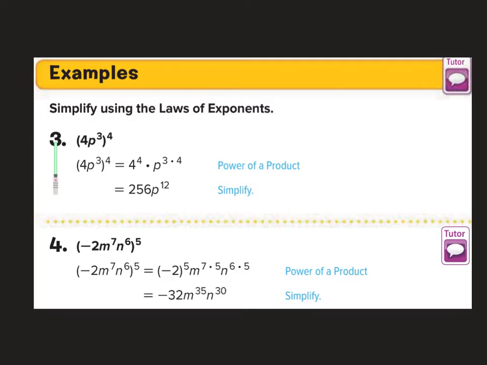Here's a couple more examples. We're going to simplify using the laws of exponents. We've got 4p to the third, to the fourth power. So again, we separate out our values here. We've got 4 to the fourth power, and then p to the third to the fourth power. 4 to the fourth is 256. P to the 3 times 4 is p to the 12th.